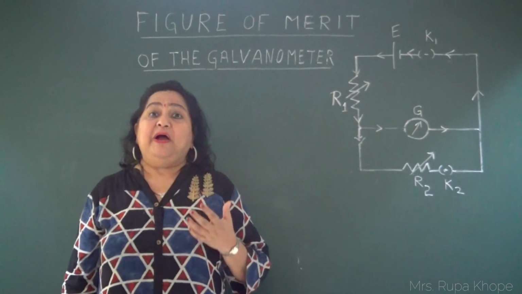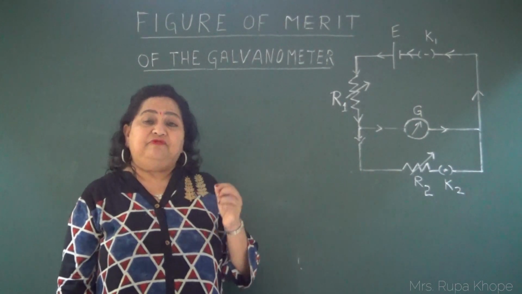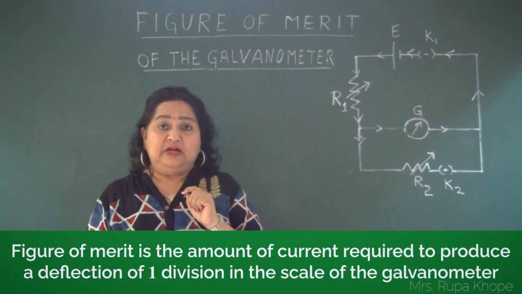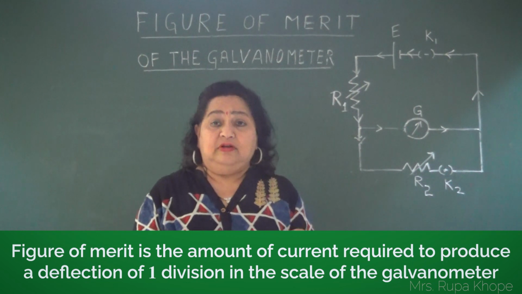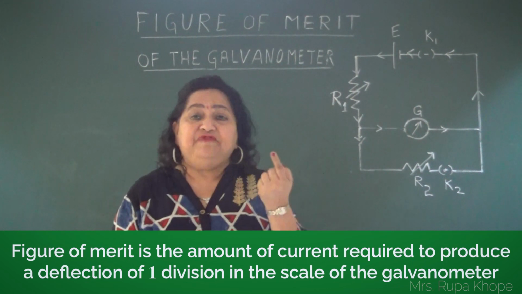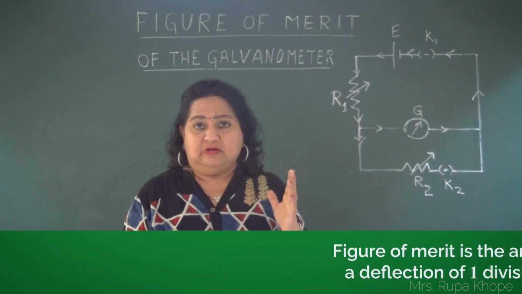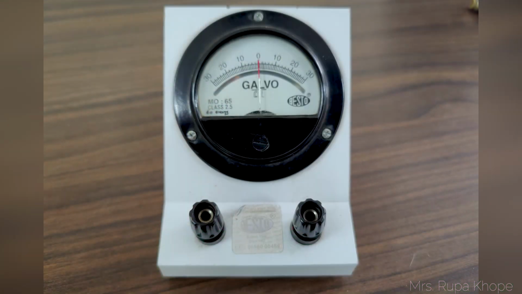Now in the second part of the experiment, we are finding the figure of merit of a galvanometer. So what is figure of merit? It is the amount of current required to produce deflection of one division in the scale of the galvanometer. For example, this is my galvanometer.